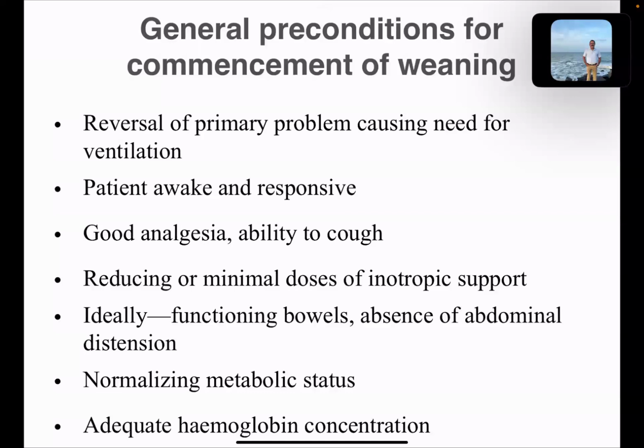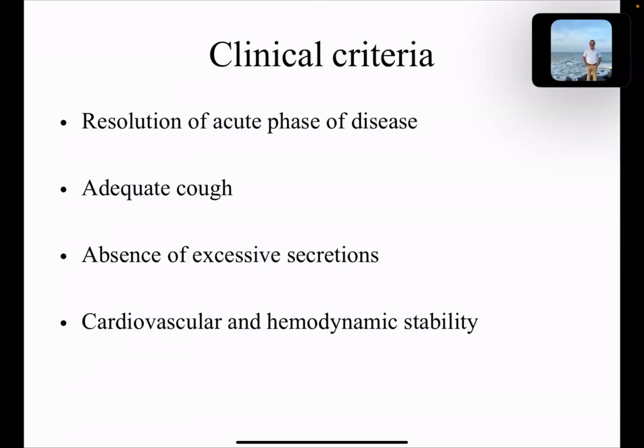And normalizing metabolic status. Metabolic status means mainly the electrolyte abnormalities, hypokalemia and hypomagnesemia, which should be corrected. And adequate hemoglobin concentration. If the hemoglobin is less than 7, you have to give a blood transfusion. So all these parameters, the clinical condition, you have to see before proceeding to weaning. The clinical criterion is resolution of the acute phase. And next, you have to check whether the patient has a good cough reflex or not.